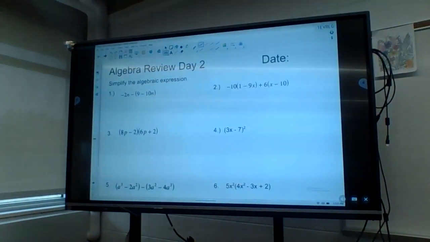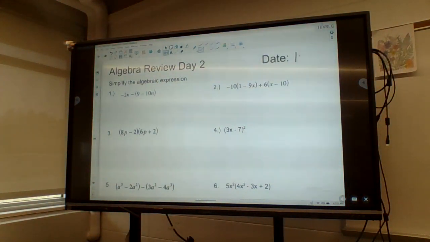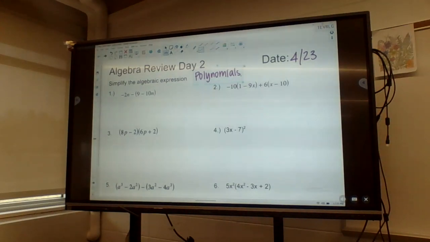So our review day 2, if we had to call it something, I'd probably call it polynomials. Last class was monomials, so single terms. I would say these are multiple terms, so polynomials. We saw this a little bit more in geometry than some of these other types of problems. Being able to combine like terms and do distributive property, we kind of saw that here and there in geometry, I think. But at the same time, I don't want to take it for granted that you remember everything.